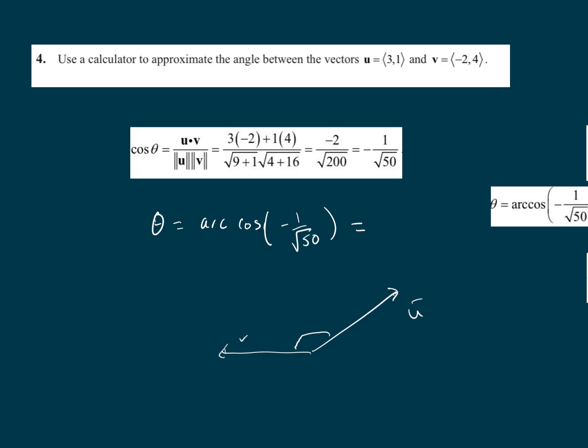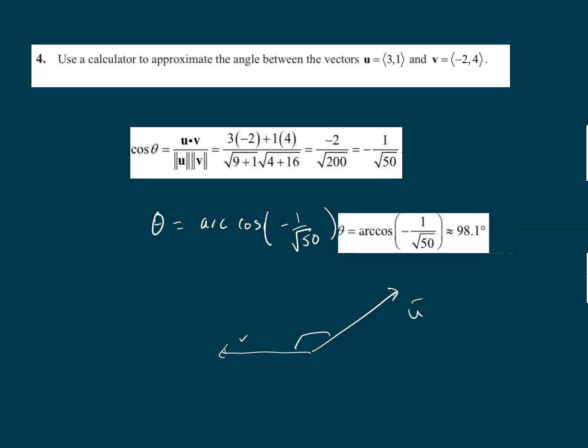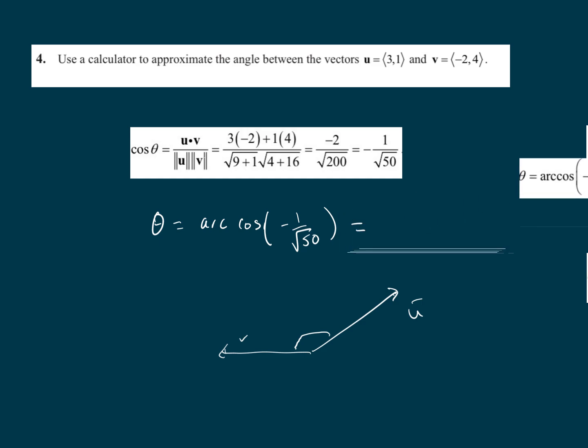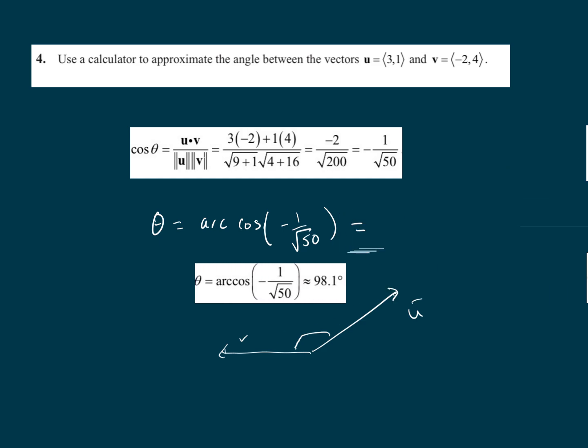So using your calculator, the angle will be 98.1 degrees. So the angle is 98.1 degrees, which is bigger than 90 degrees. If they were 90 degrees, the cosine of 90 would be 0, and they would be perpendicular, and u dot v would be 0. Let's go to the next problem.